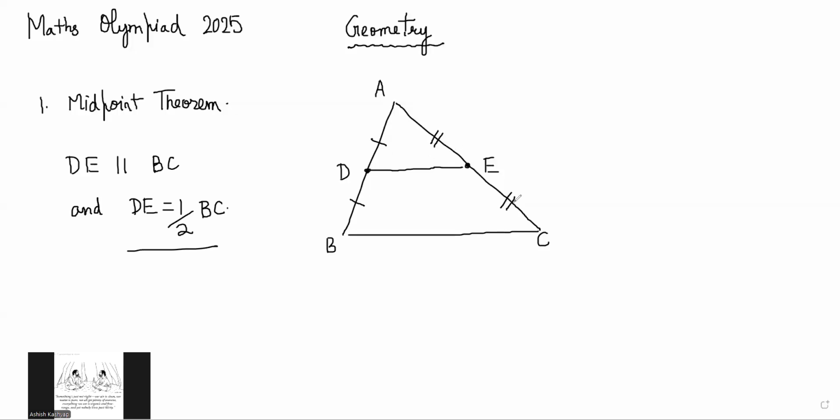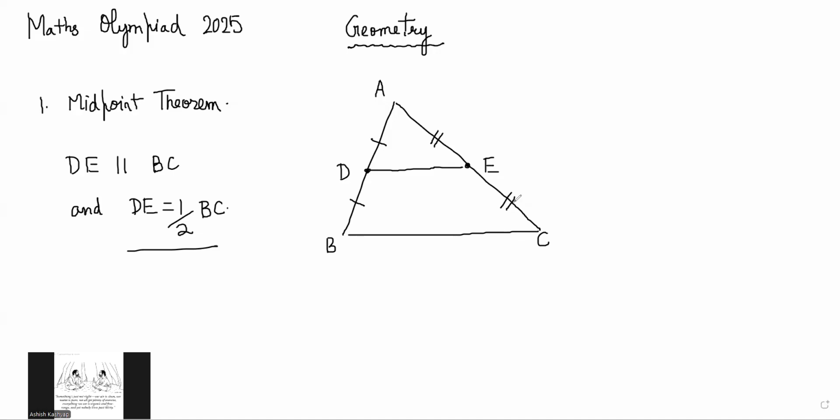So this is one of the most important theorems in triangles. You need to know this, and the proof of it is pretty easy. You should try to do the proof of this. So assume that you have connected midpoints. Now prove that DE is parallel to BC and DE is equal to half BC. It's a simple proof by similarity.